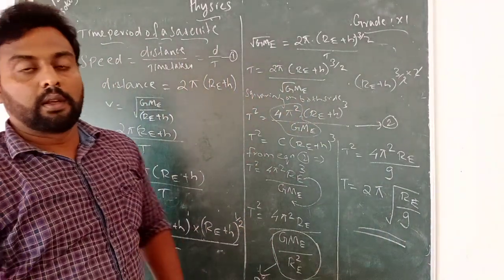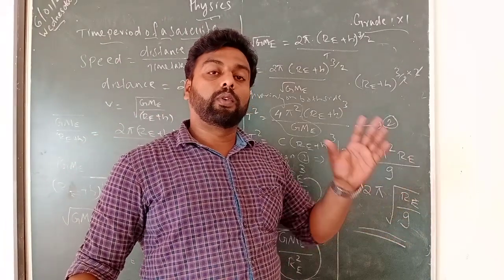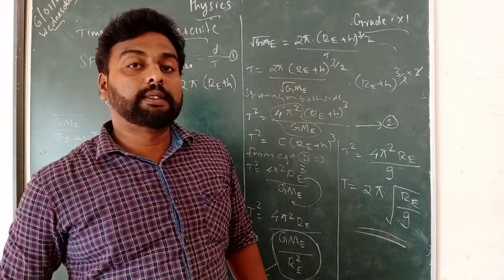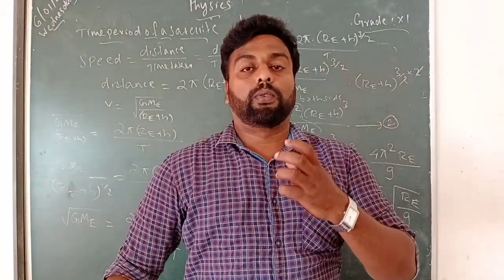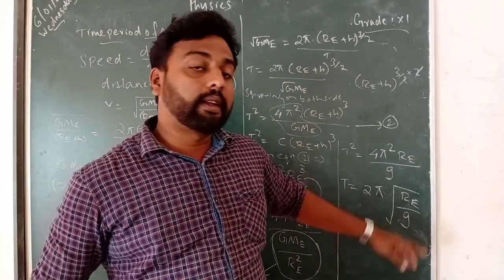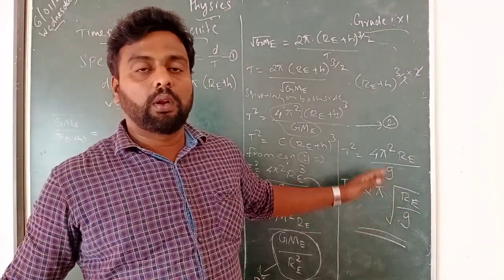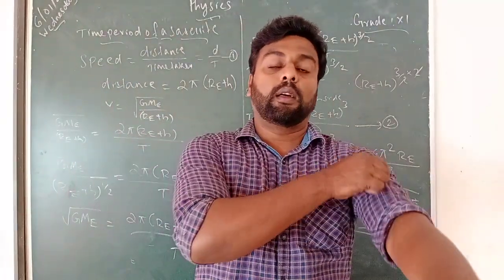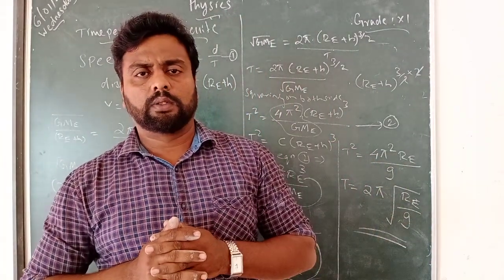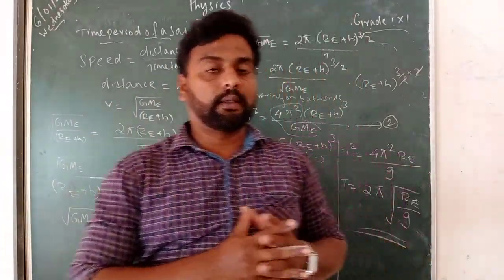So this is the formula we use to find out the time period of the satellite for one rotation. T is equal to 2 pi root of Re by g. So if you know the value of the radius of the earth, g value is 9.8 and the radius of the earth is 6400. If we substitute pi value 3.14 and calculate, we will get the time period for the satellite to complete one rotation.